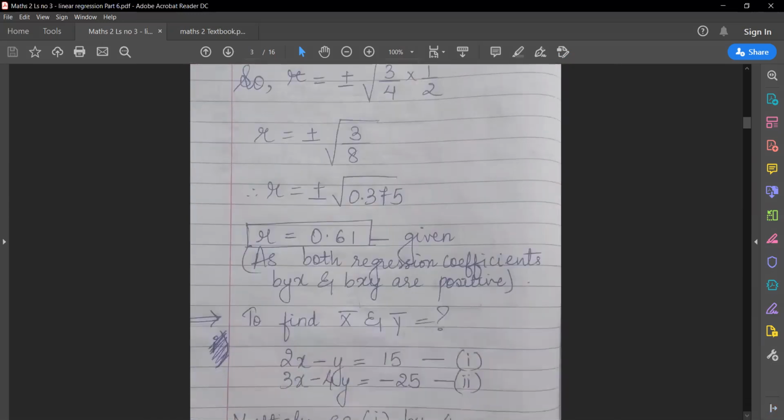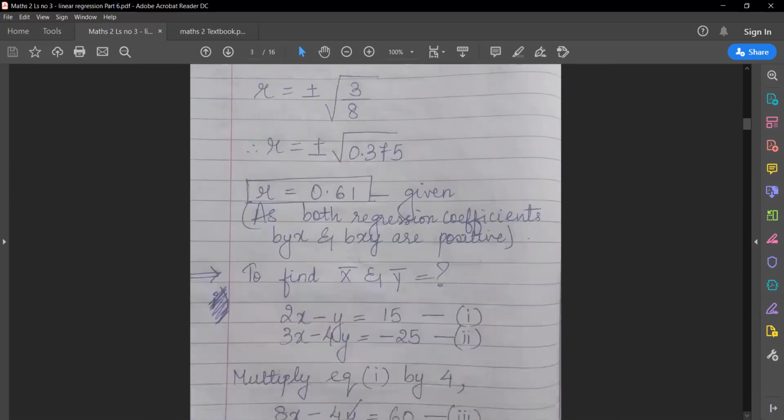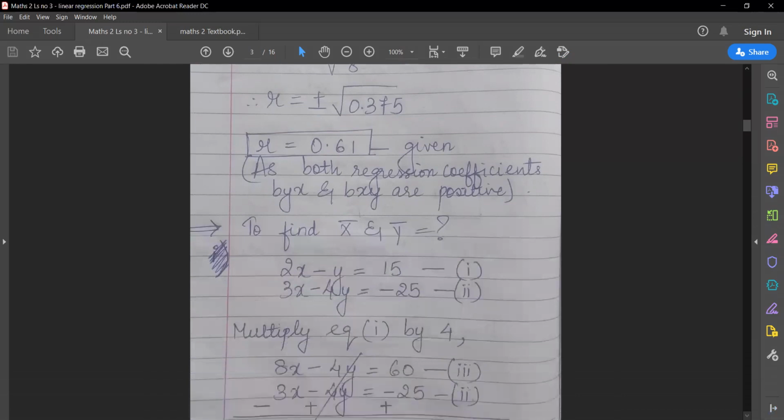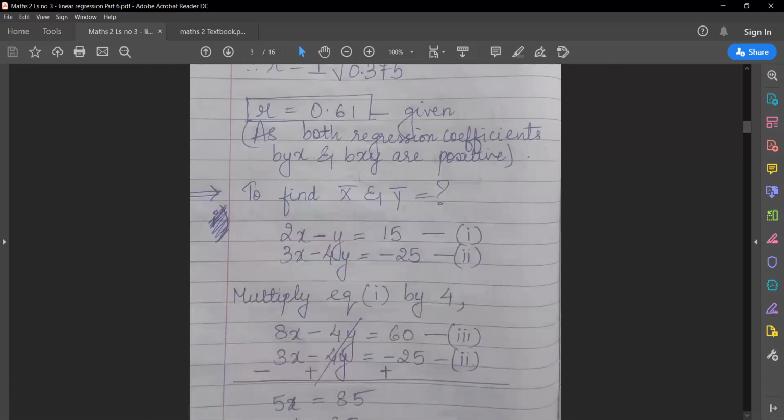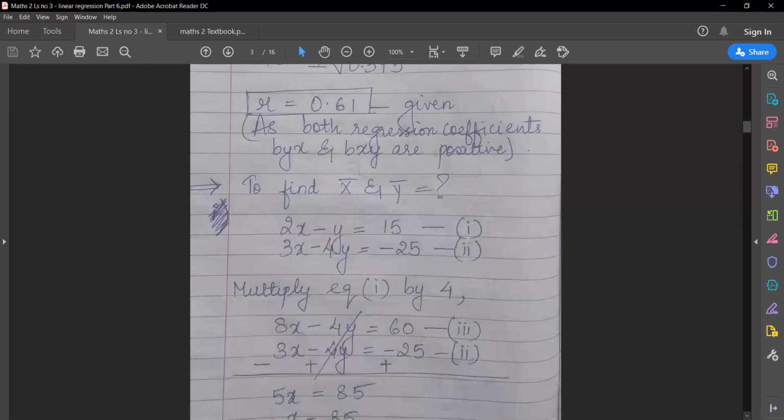Now coming to finding x bar and y bar. Now what do you mean by x bar and y bar? X bar and y bar means mean, average of x and y. Now whenever you have equation form, you will always solve both the equations simultaneously class. When you solve both the equations simultaneously, you will get the value of x and y, correct?